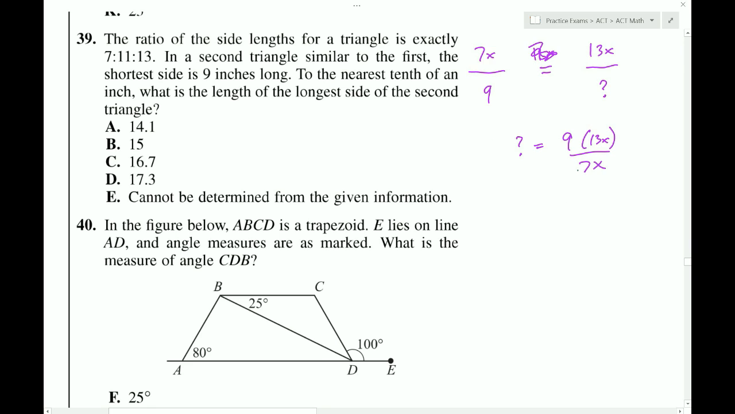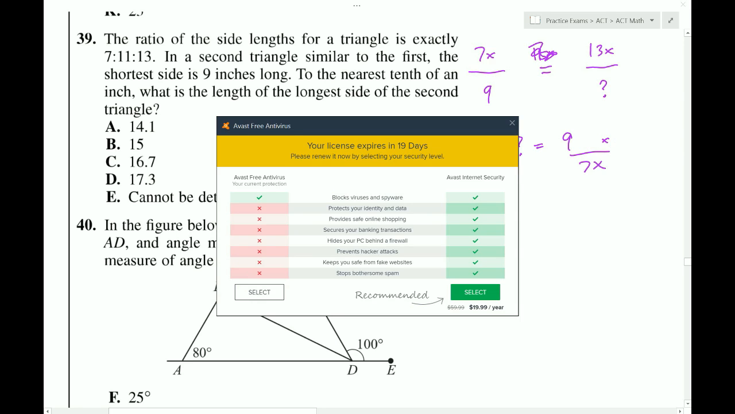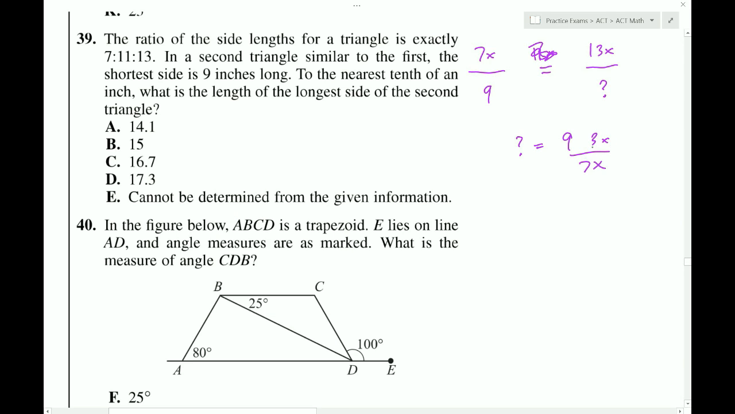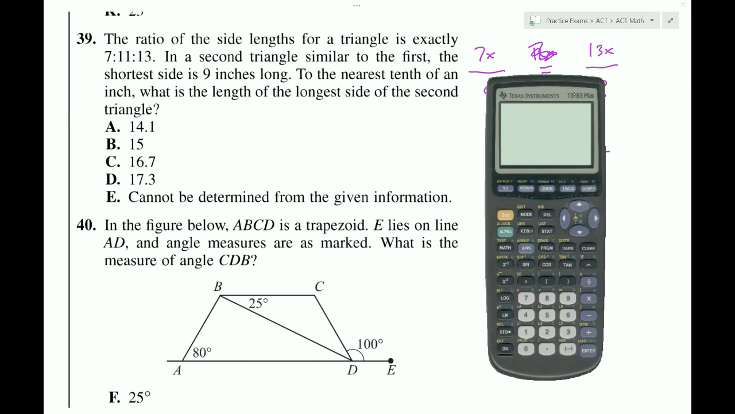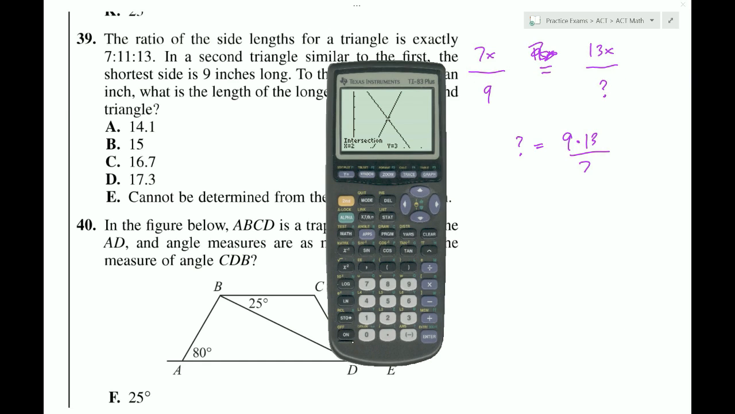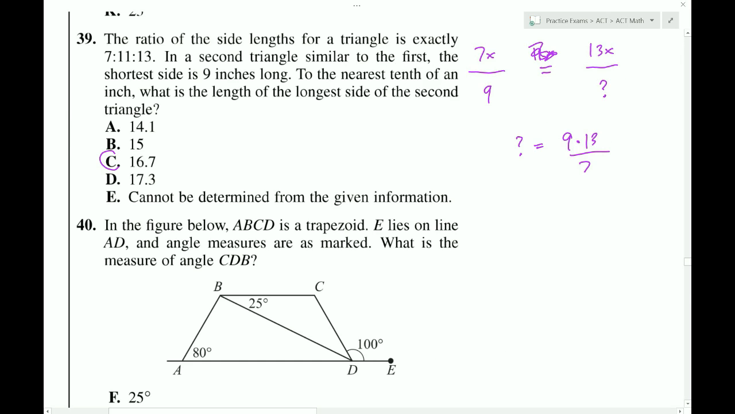Then from here, we notice that the x's are going to cancel out. So these x's cancel out, right? And then we just have to combine those numbers. So let's grab the calculator. We'll do 9 times 13. Divide that by 7. We get 16.7. Choice C.